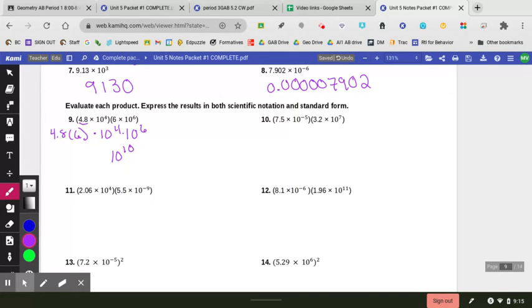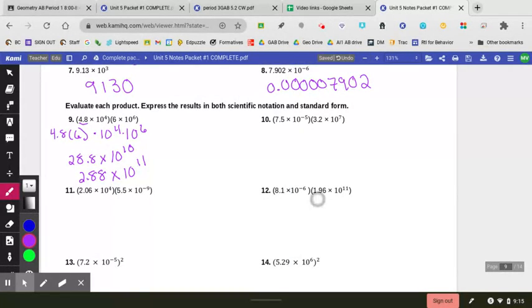is 28.8. Now that answer is not in scientific notation, so we need to move the decimal place 1 more to the left. So we're making the number smaller. When I make the number smaller, I need to make the exponent bigger by 1.